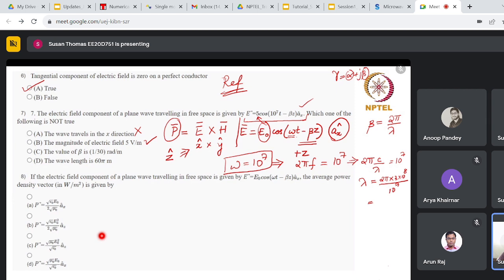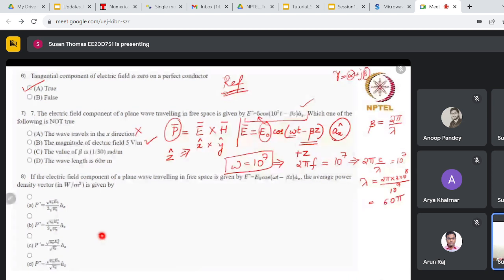Yeah, 188.49. Okay, that 60 pi you have multiplied, and I think yes, 60 into pi you have done, right? Yeah, 188. Yes. So this is basically 60 pi. So that is the last option. Wavelength is 60 pi. So that is true.